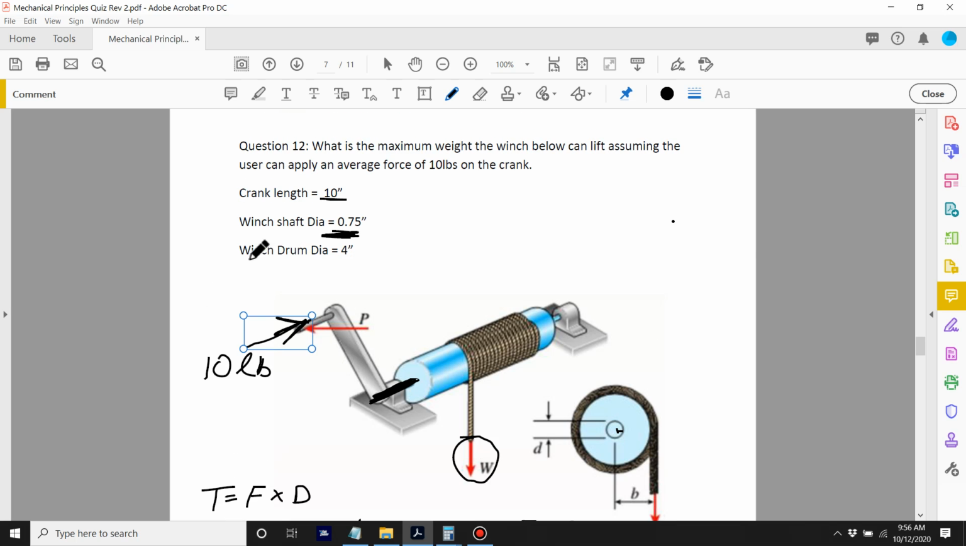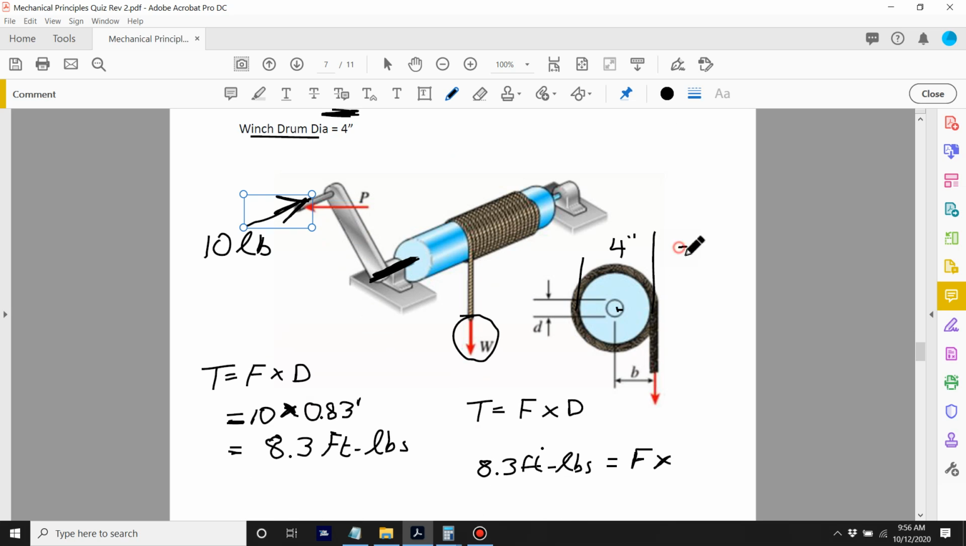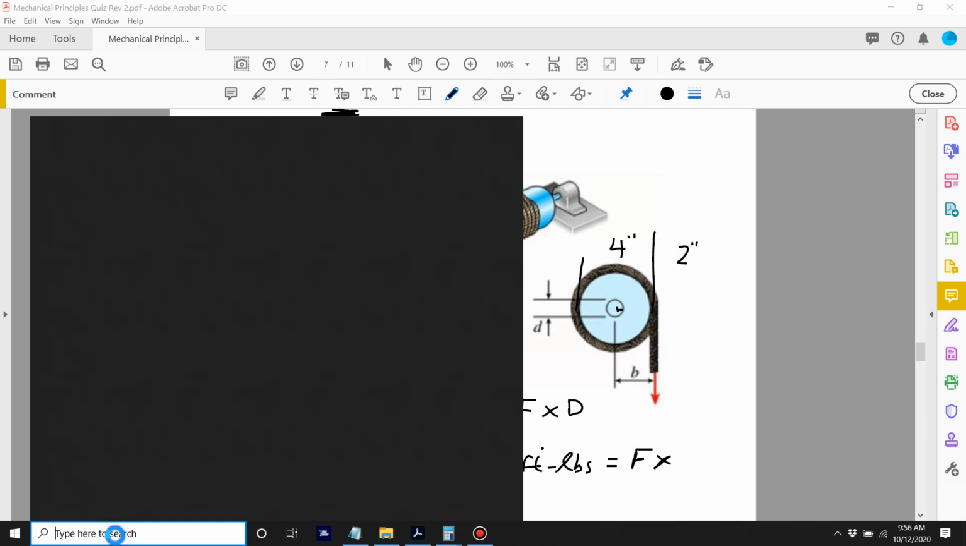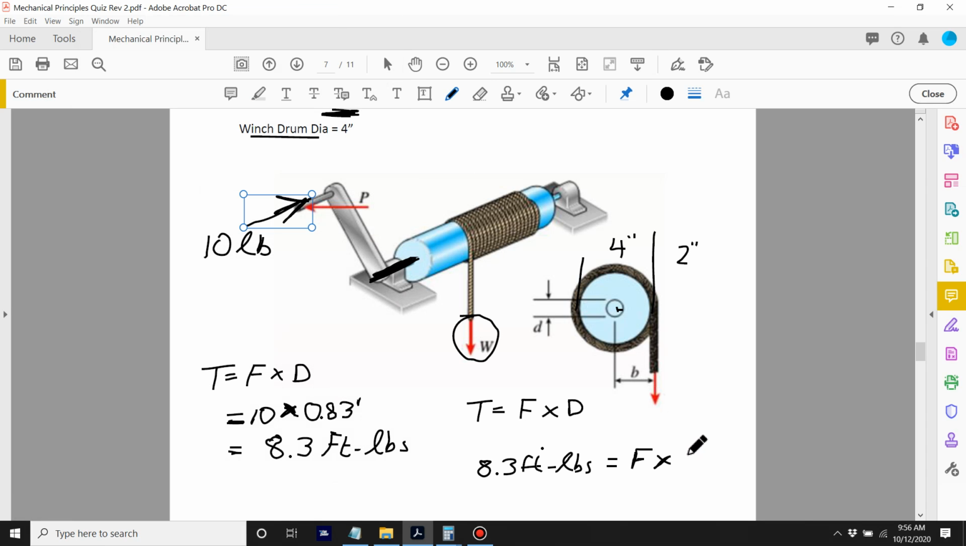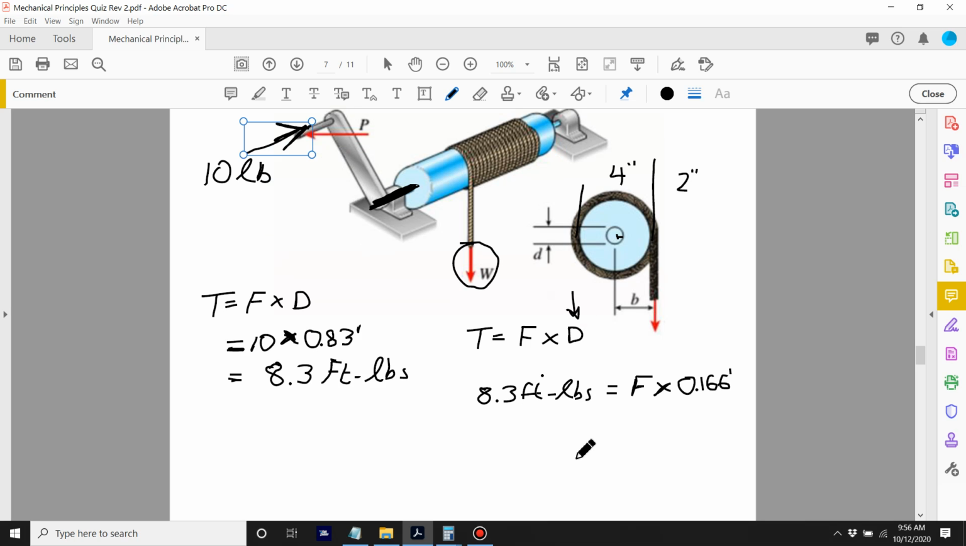Now we're saying the winch drum diameter is 4 inches. The radius is going to be 2 inches. What do we get? So 2 divided by 12 is 0.166. Now why did I divide that by 12? Because the original distance is in feet.